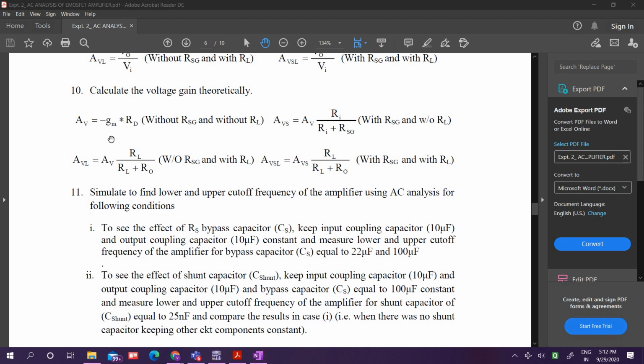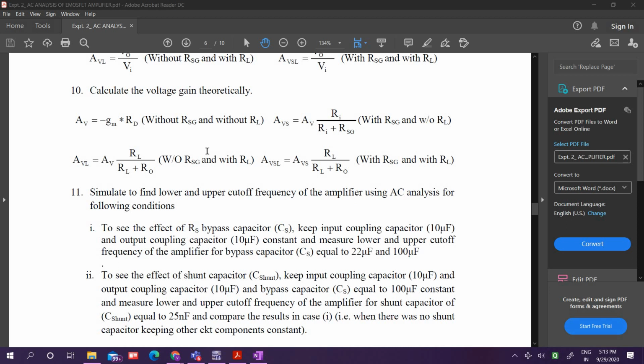GM can be calculated from the input and output. The output is current and the input is voltage, so we know the input voltage and output current. As in the first experiment we considered, the input is 50 millivolts and the output current is 1 milliampere. If you take the ratio of it, we can find out the GM, and if you multiply it with RD, that is the drain resistance, we can directly find the AV value. So using this GM and RD value, we can find the AV.